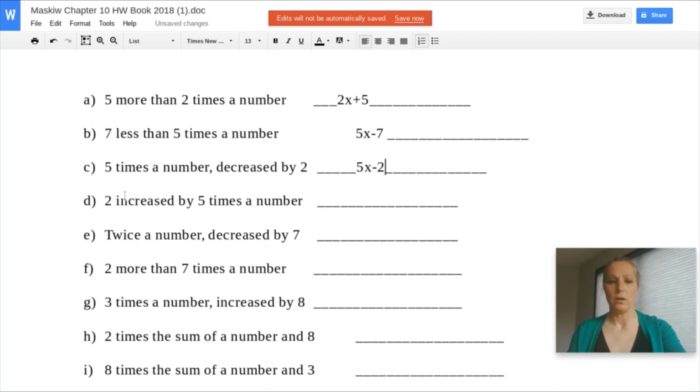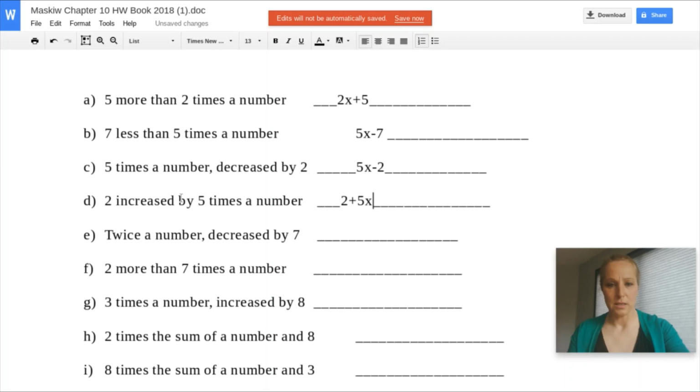2 increased by 5 times a number. Well, I'm going to start with 2. Now I'm going to increase that by 5 times a number. Well, if I'm going to increase, I guess I better add 5x. 2 increased by 5 times a number.